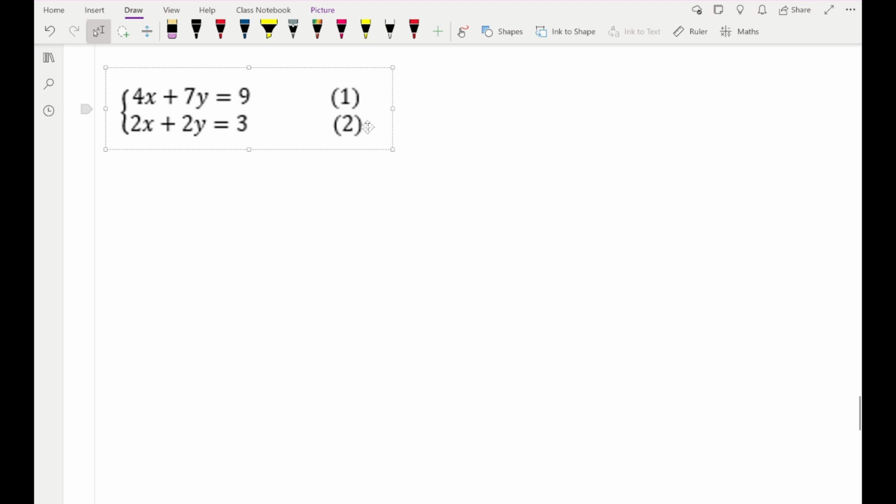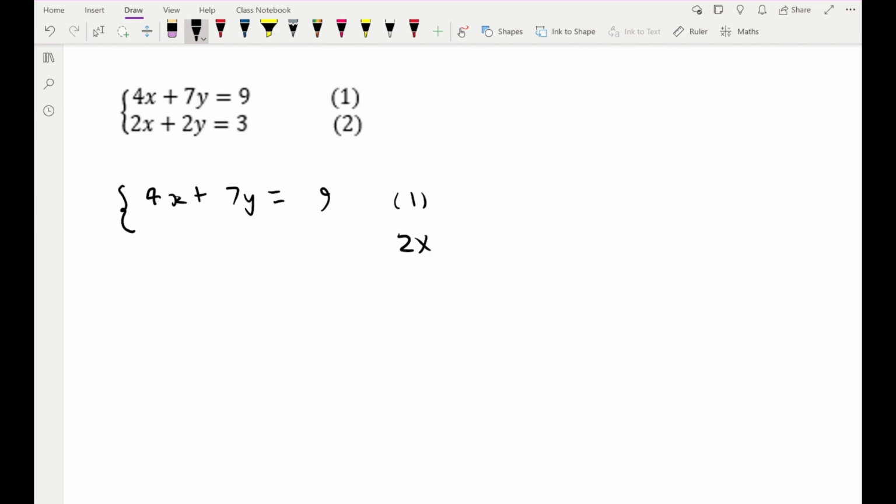So what I need to do is I need to basically multiply one of the equations by something to make the number the same in front of the x or the y. And what I'm going to do is I'm going to make the x's the same. So I'm going to leave that top equation as is. 4x plus 7y equals 9. We're happy with that one. And then I'm going to do 2 lots of equation 2 on the bottom. So that becomes 2x. When I double that, I get 4x. And then when I double that, I get 4y. And when I double 3, I get 6.